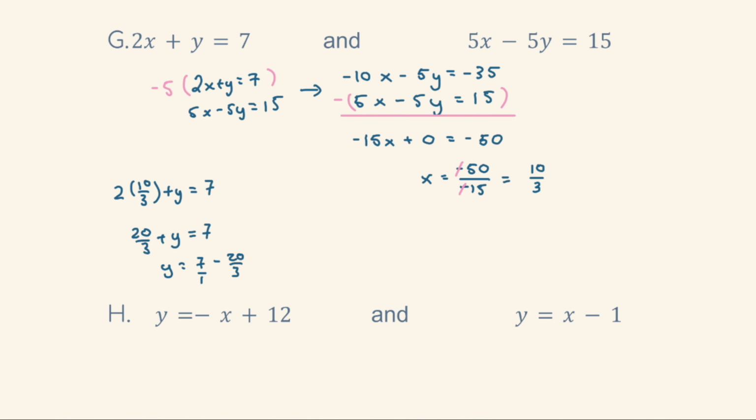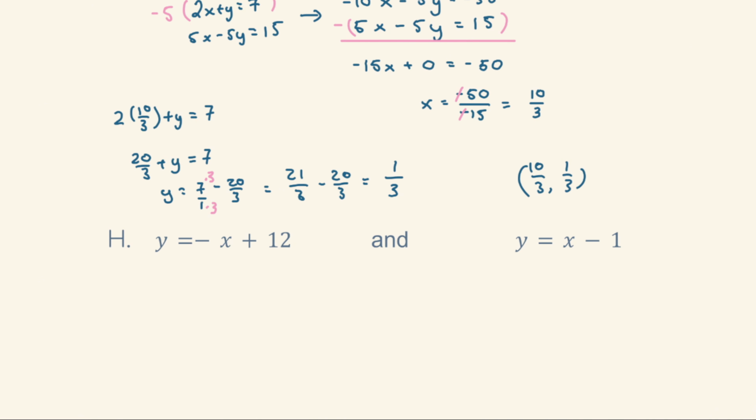Let's put this on a common denominator here. Okay, so we multiply the top by 3, the bottom by 3. And so that's going to be 21 over 3 minus 20 over 3. That's just going to be 1 over 3. Okay, so my final answer then is 10 over 3, 1 over 3.